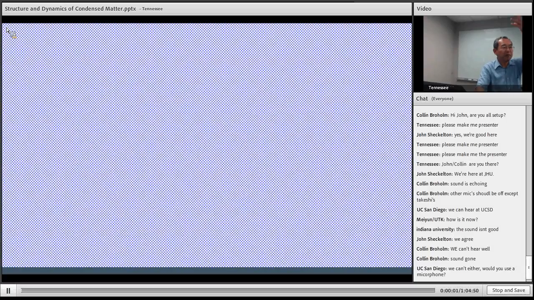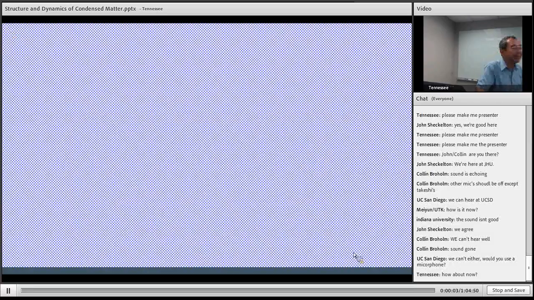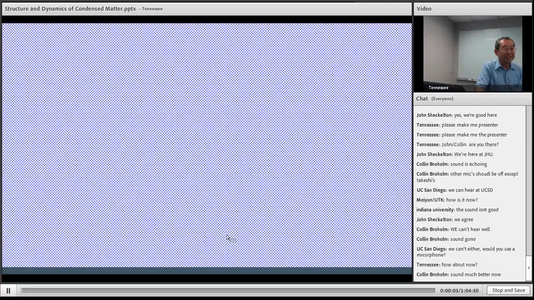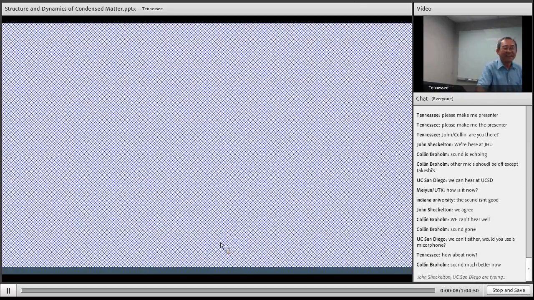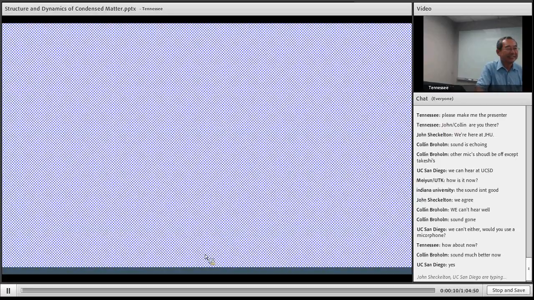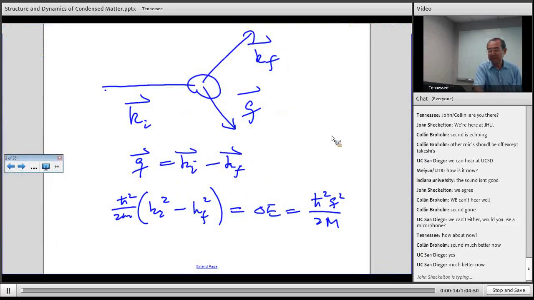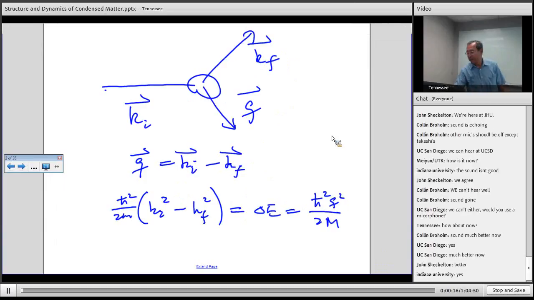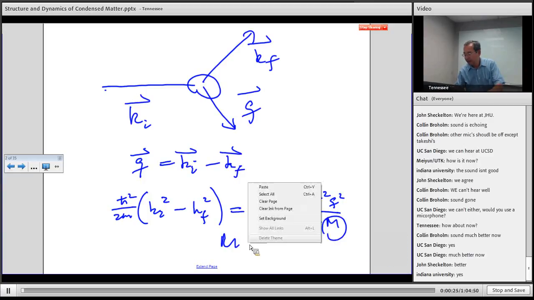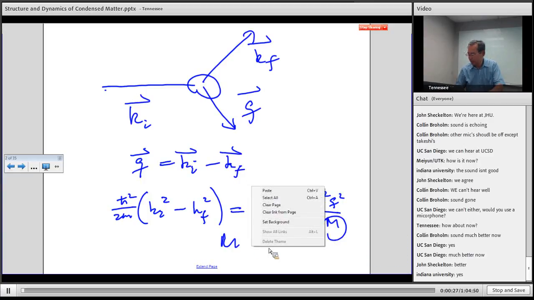Hit an atom and go away, it's always inelastic, right? See? So you cannot have elastic scattering. The only way to understand this is when this M is not just an atom. What is going on?